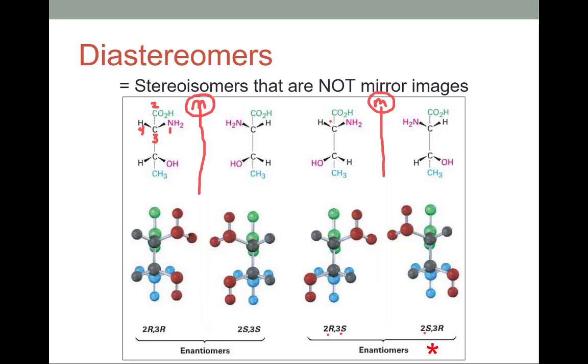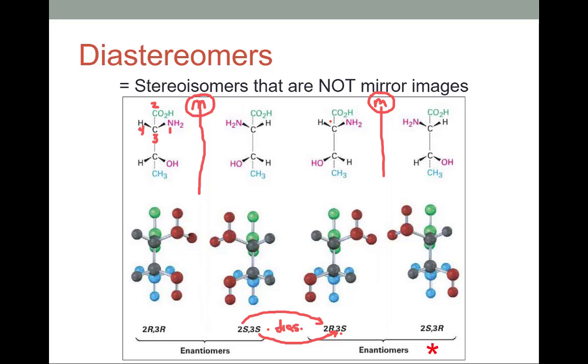So the R at number 2 becomes an S, and the S at number 3 becomes an R. These are enantiomers of each other. Now a diastereomer would be when you take anything from this left group and compare it to anything in this right group. And we can see it in the naming, where part of the name is mirrored, number 2 here, and part of the name is the same, number 3 didn't change. So we would say these two molecules are diastereomers.